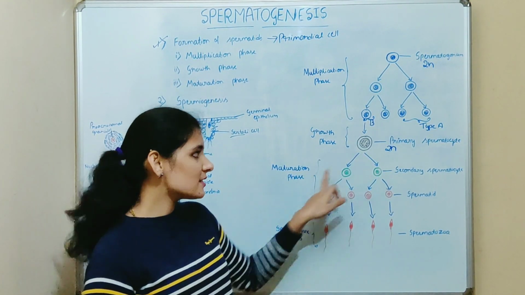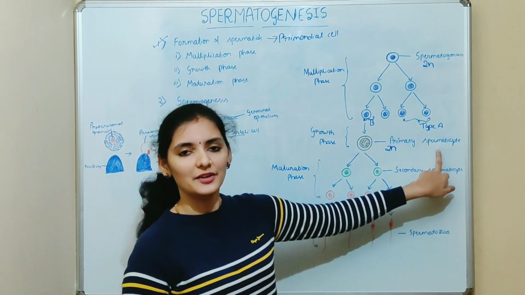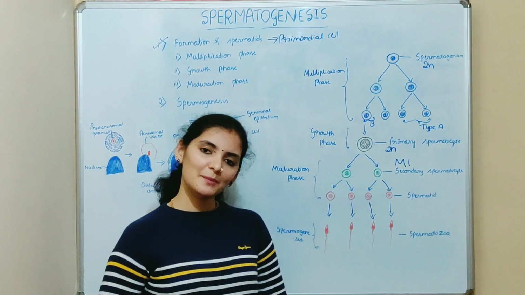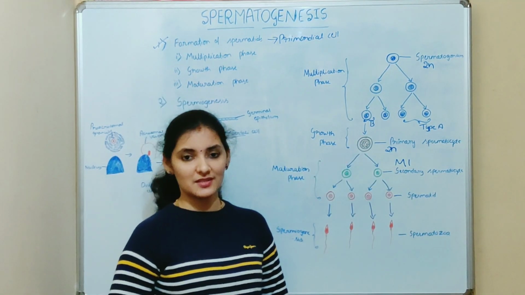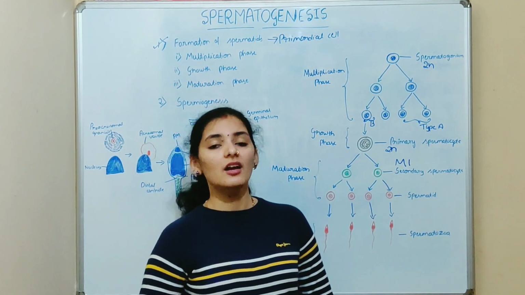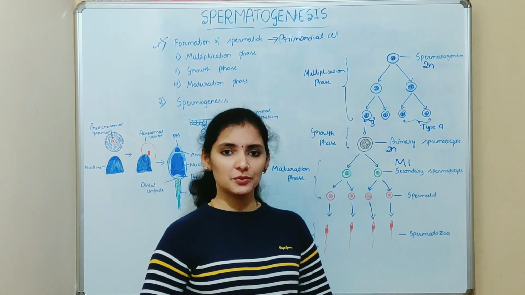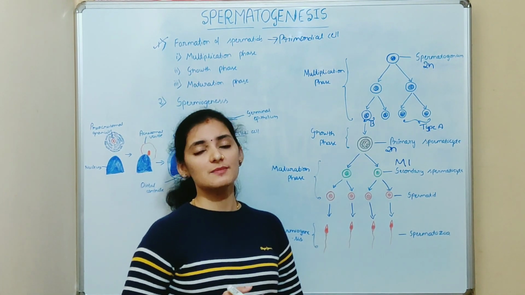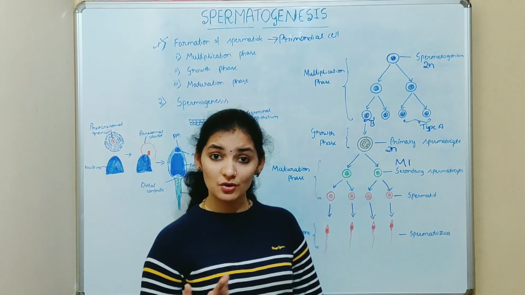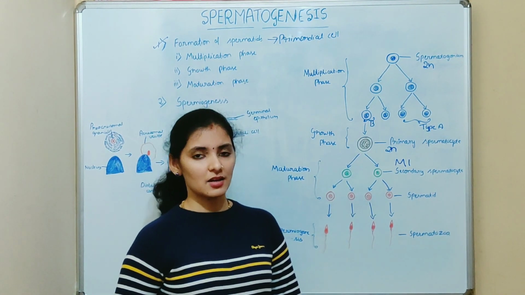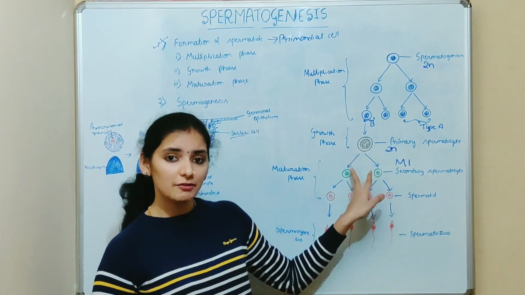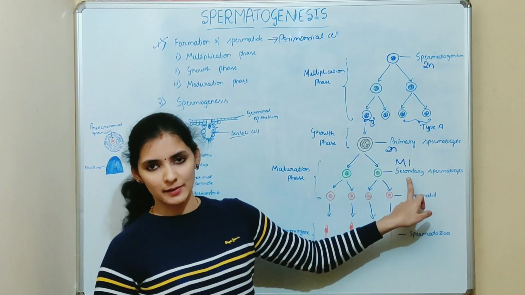In the maturation phase, the primary spermatocyte undergoes first meiosis, or meiosis one. There are many processes that take place in meiosis one. Like there will be pairing of the homologous chromosomes, or synapsis. The homologous chromosomes split longitudinally. There is a formation of chiasma by which the homologous chromosomes exchange their genetic material, or crossing over takes place, etc.